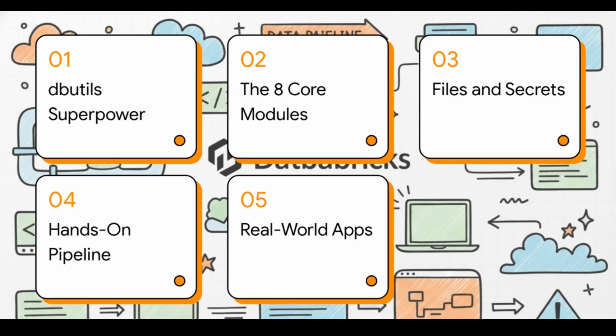First, the dbutils superpower. Second, we'll map out the 8 core modules. Third, mastering files and secrets. Fourth, we'll build a hands-on S3 data pipeline. And finally, we'll look at how heavy hitters like Netflix and Uber use this stuff, plus some interview prep.